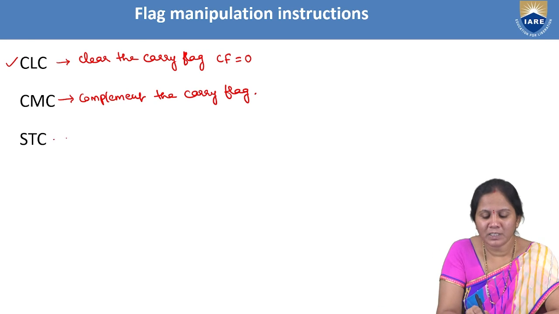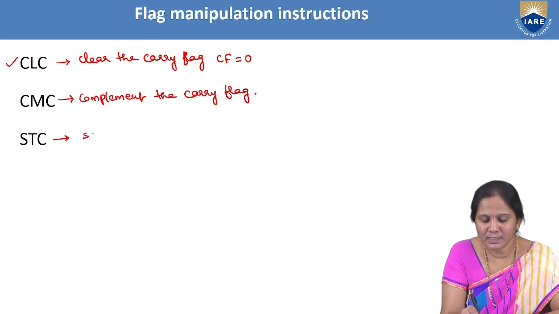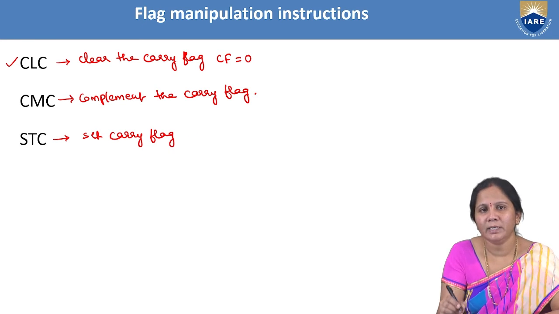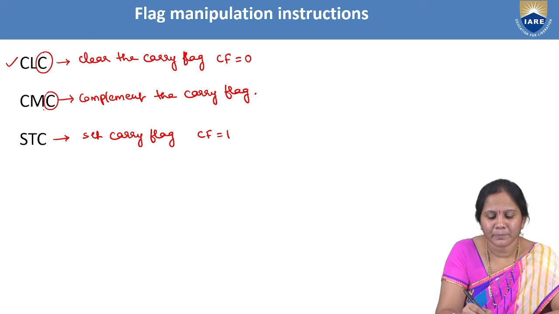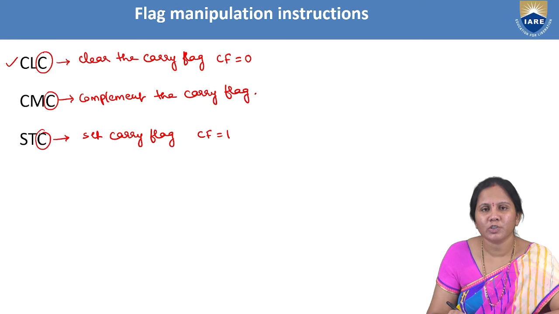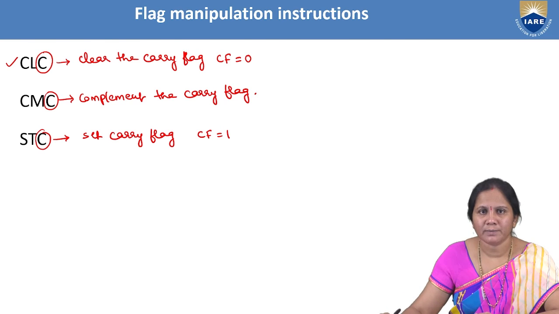The next flag manipulation instruction is STC. STC represents set the carry flag. Setting the bit means making it 1, and the carry flag CF will be equal to 1 in this case. These 3 instructions are related to a flag called the carry flag, so you can manipulate the carry flag bit by executing these instructions.